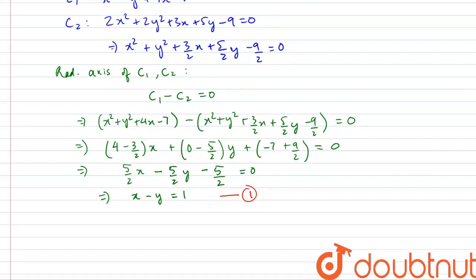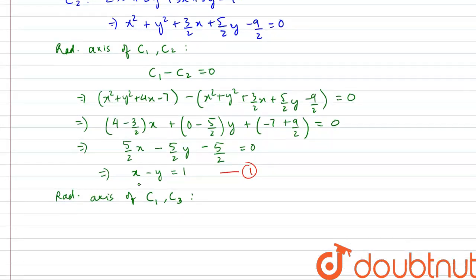Now let us find the radical axis of C1 and C3. Okay, so when we find the radical axis of C1 and C3, then we'll find the intersection of the two radical axes, right? So let us find this. C1 and C3 will have the radical axis C1 minus C3 is equal to 0. So this would imply that, let us write C1, x squared plus y squared plus 4x minus 7, minus C3.